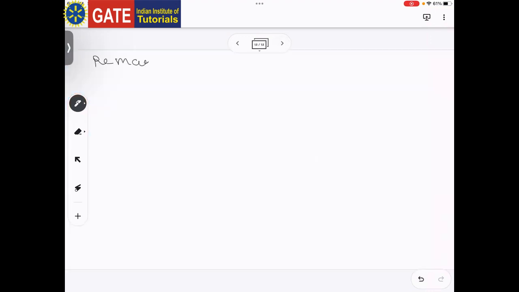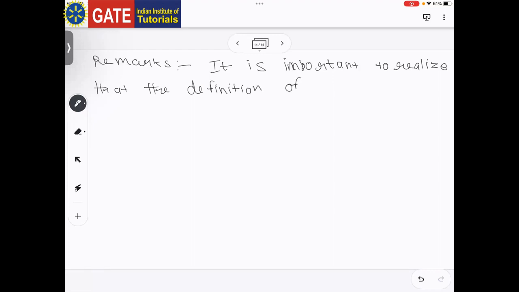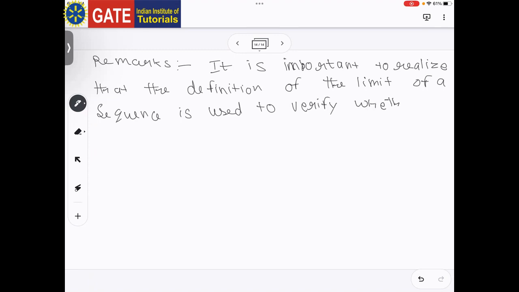Remarks. It is very important to realize that the definition of the limit of a sequence is used to verify whether a proposed value L is a limit of a particular sequence or not.